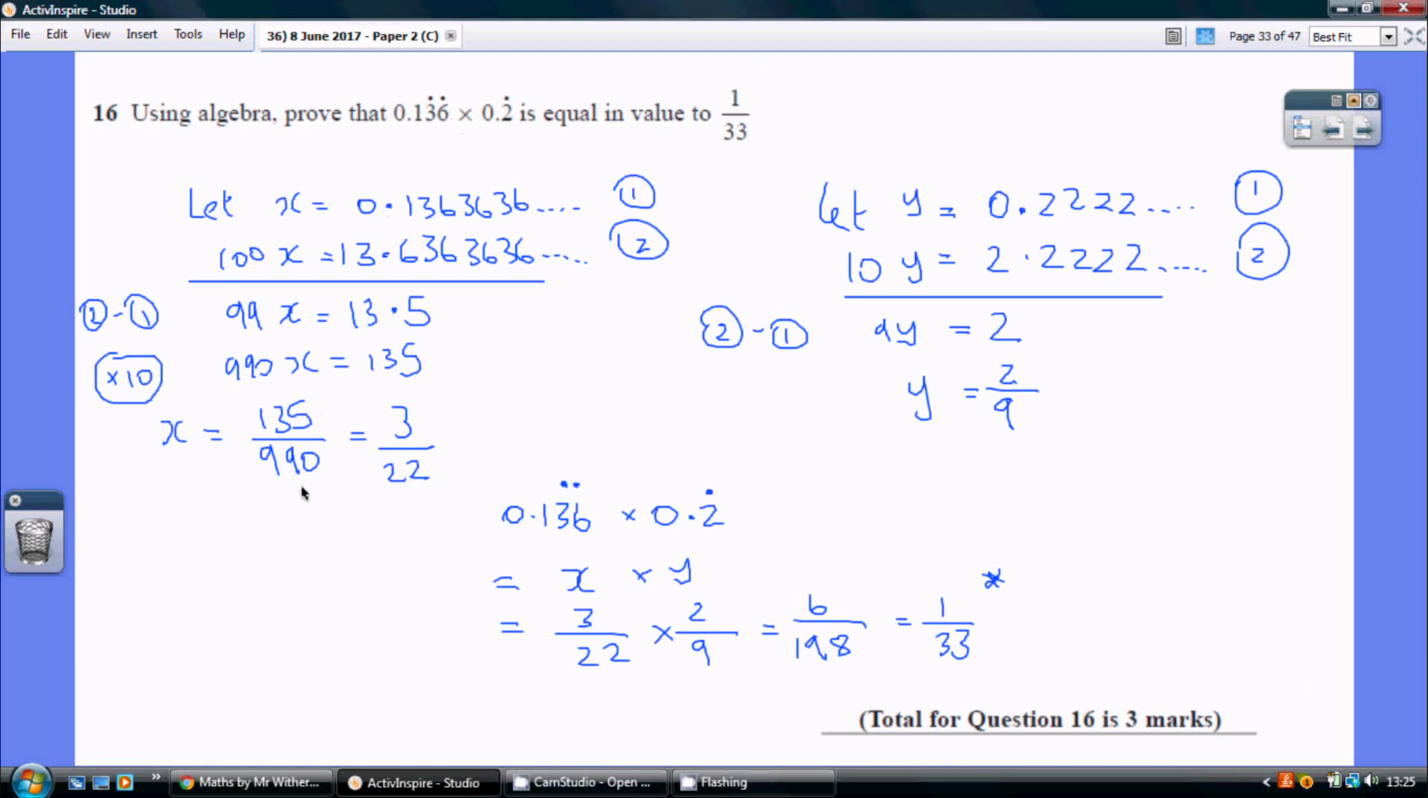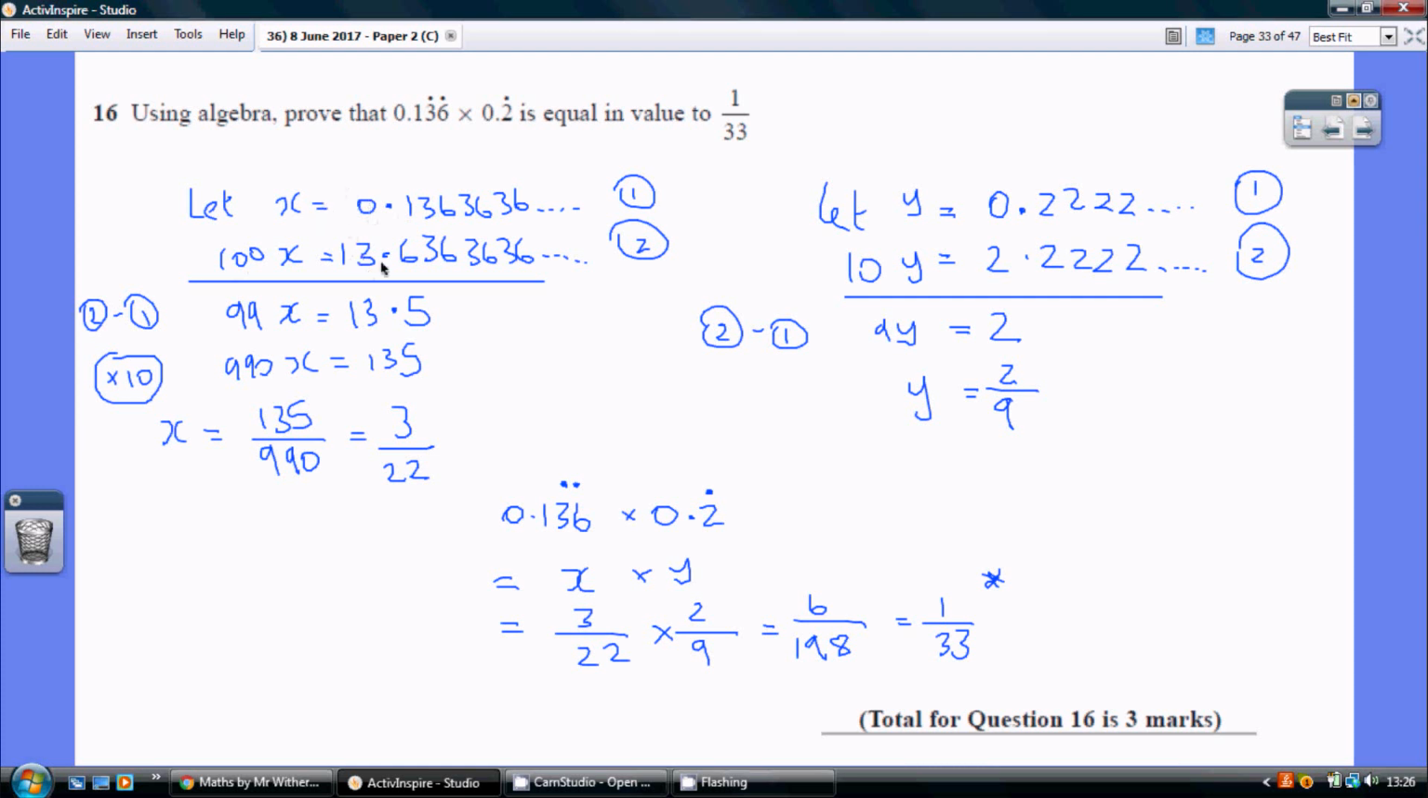So starting off with the 0.1363636, that's what I've done over here on the left. So let x equal 0.1363636 dot dot dot. Now because we've got the two dots, we choose to multiply by 100. So two dots, two zeros. So multiplying both sides by 100, we get 100x equaling, and then obviously the decimal, the numbers move over two places.